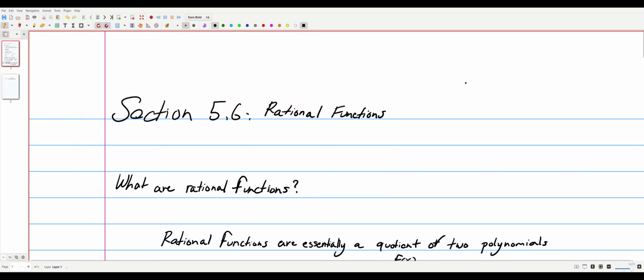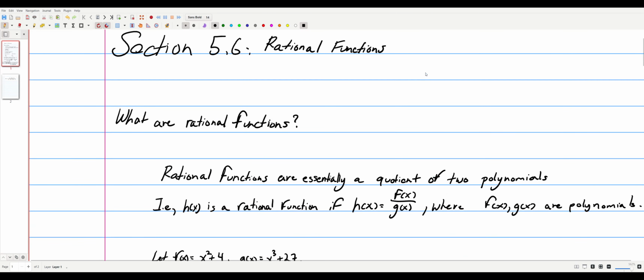Hey guys, today we're in section 5.6, rational functions. We're going to be going through what rational functions are in this video, and in the next video we're going to go through an example of how to graph one using all the stuff that we've learned, being very thorough about it. So what are rational functions?